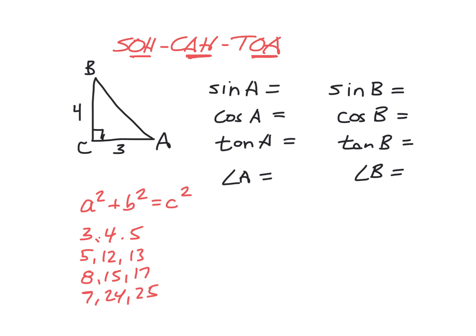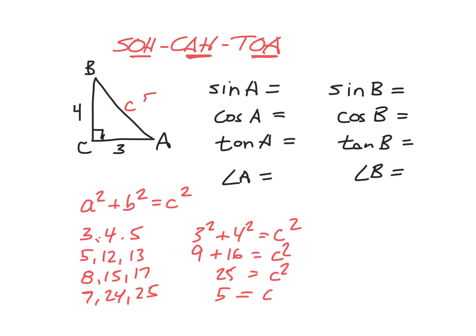So getting started on this triangle, we have a right triangle. We have legs of 3 and 4. I could, if I wanted to, using the Pythagorean theorem, say 3 squared plus 4 squared is equal to c squared. So 9 plus 16 would be c squared. C squared would be 25. And c then would be 5. But that is a 3, 4, 5 triangle.